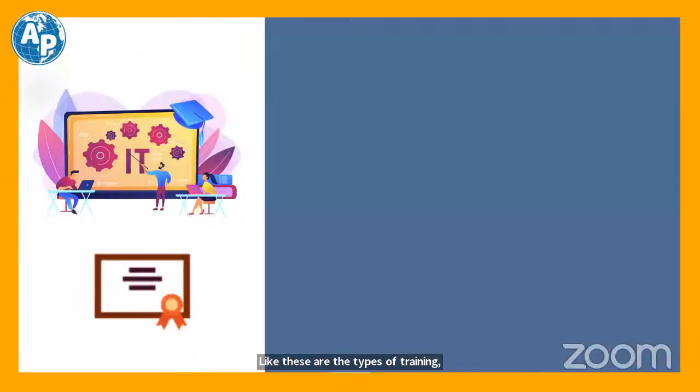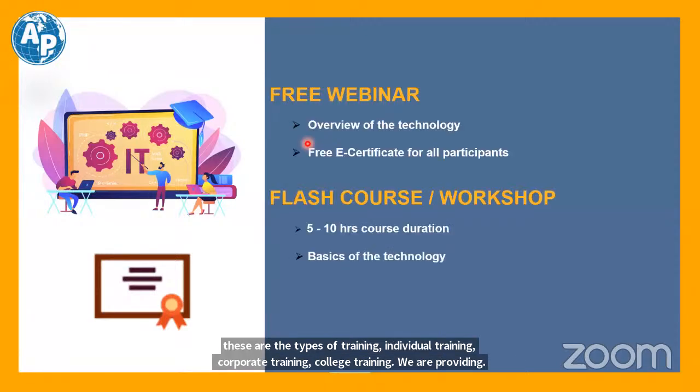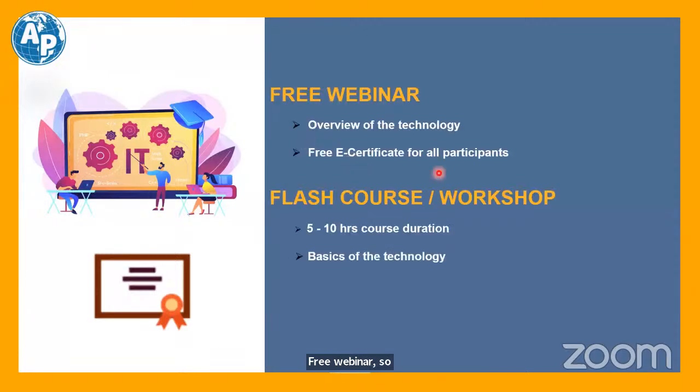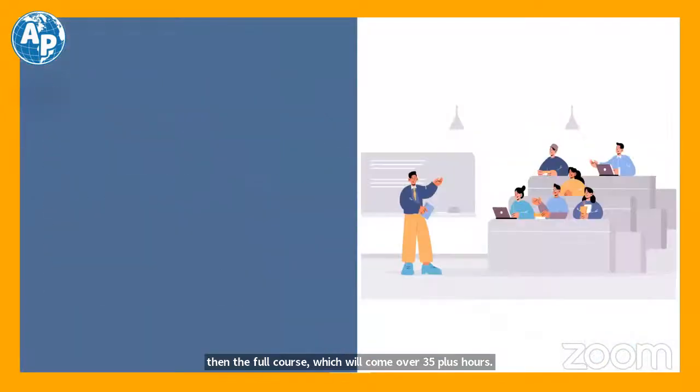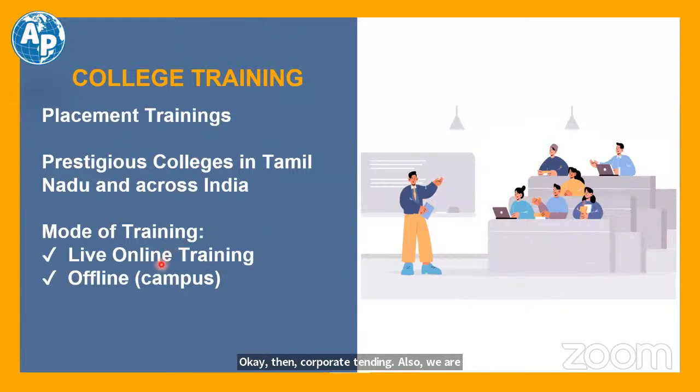The free webinar: participants attending today will get a free certificate from All Pro Trainings. Then the flash course or workshop, which will come about 5 to 10 hours, and then the full course, which will come over 35 plus hours. Corporate training and college training are also provided, both online and offline campus training.